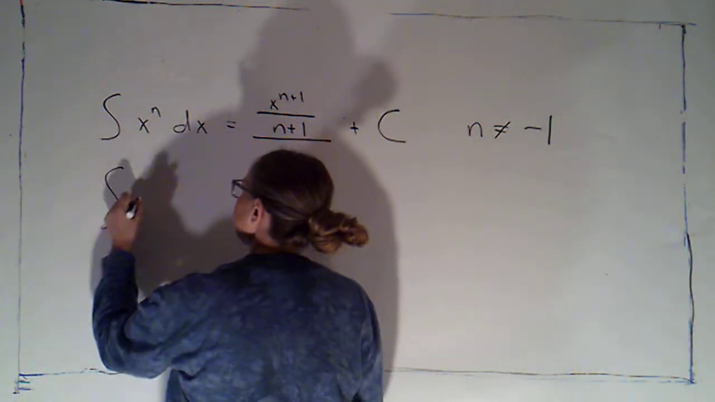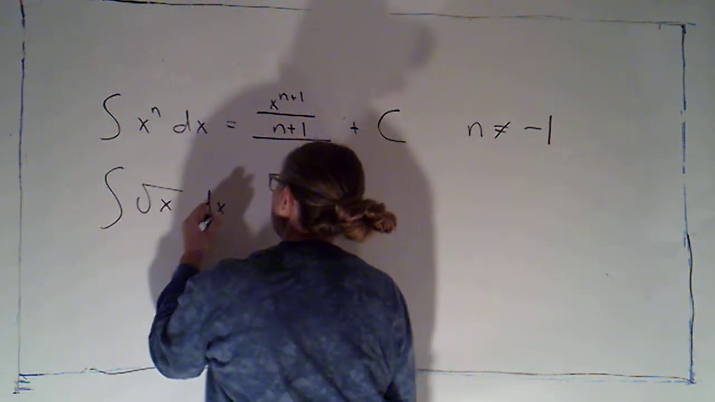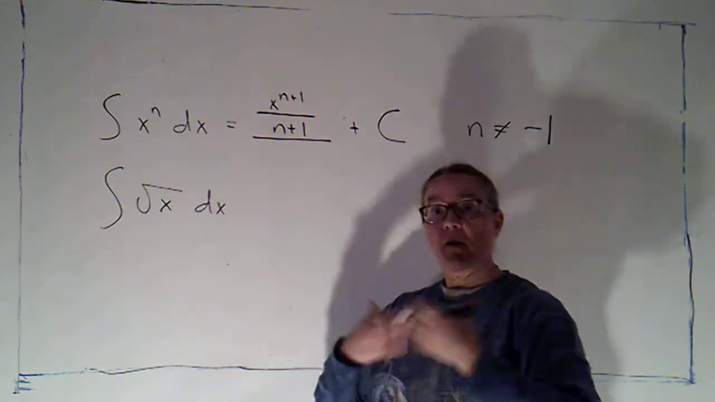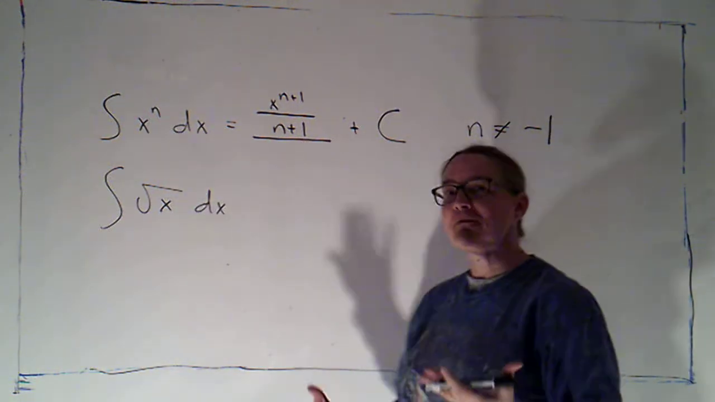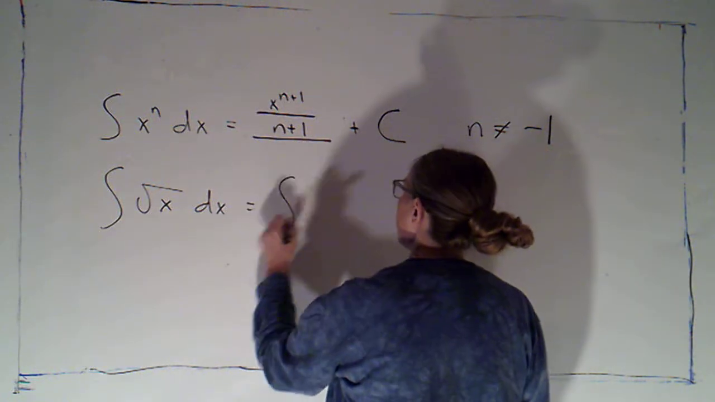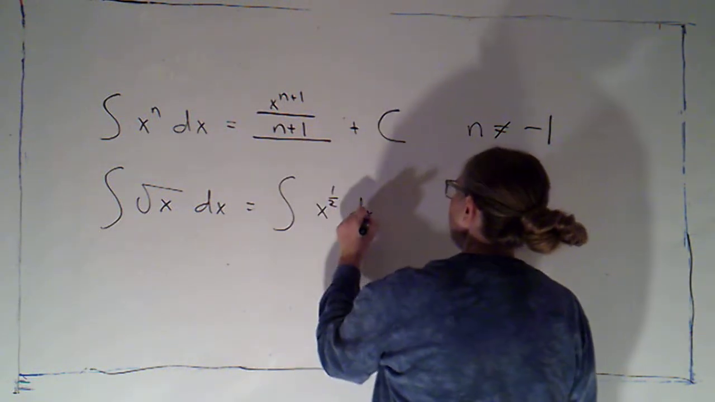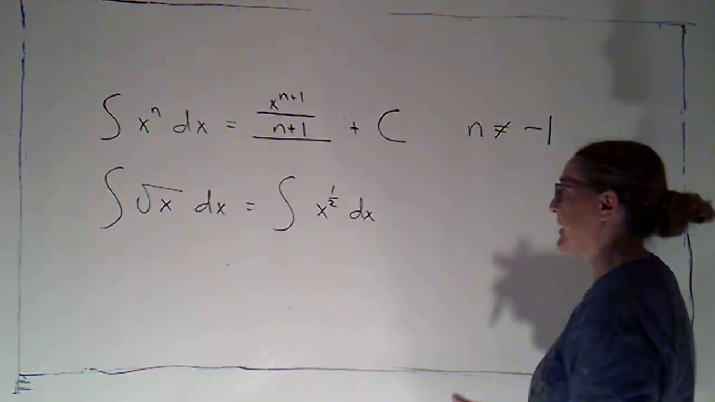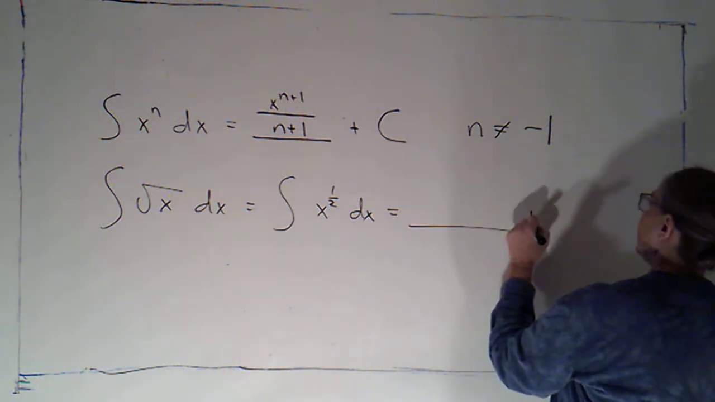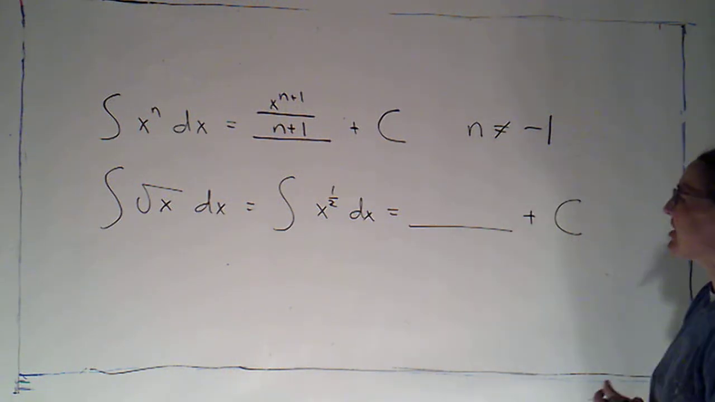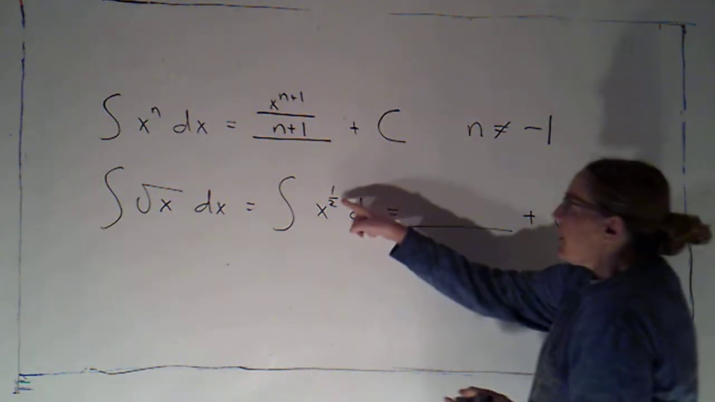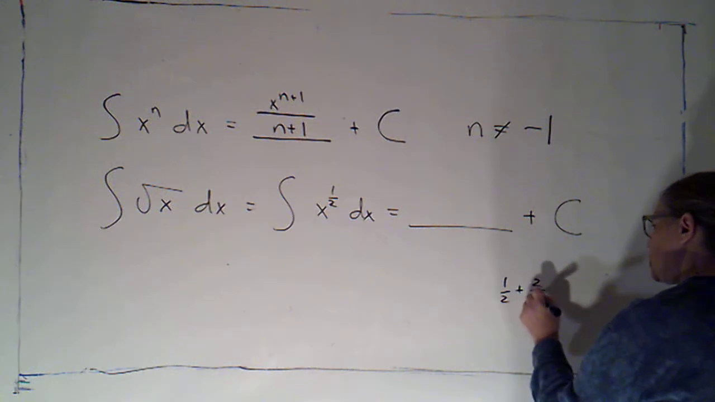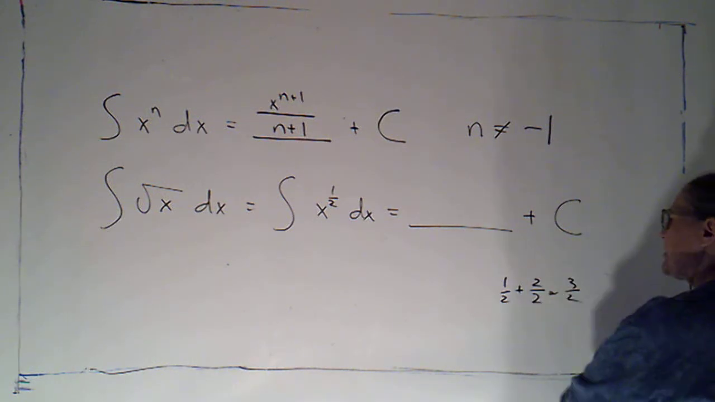So let's say I wanted to find an antiderivative of the square root of x. Well, this is very similar to if I wanted to take the derivative of this. I would first rewrite that as a fractional power. So I would say I'm taking an antiderivative of x to the 1/2 power. So I know I'm going to get an antiderivative plus c, plus an arbitrary constant. So 1/2 plus 1, see, that would be 1/2 plus 2/2. It's going to give me 3/2.